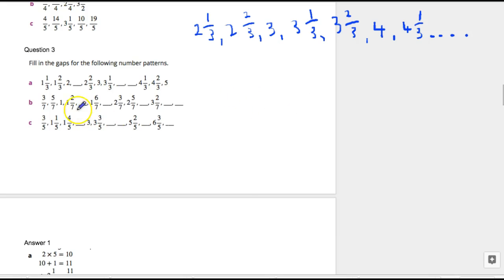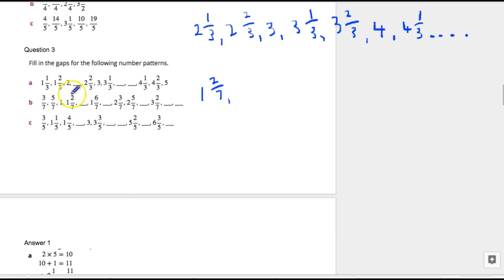Question B, what is it going up by? So it's going up by sevenths, but what's the difference in our numerator? It's 2. So it's actually going up by 2/7 each time. So let's start at 1 2/7.